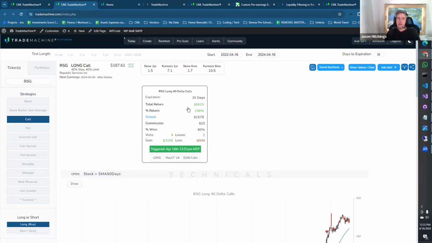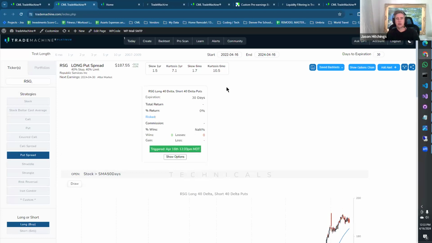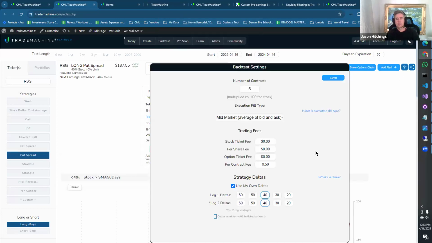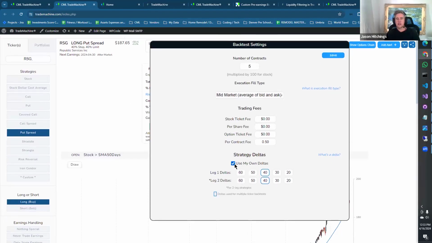Now it could have more than one leg. So if this was a put spread, a little nuance here: this says long the 40 delta, short the 40 delta puts. So that's not a strategy you can actually do, long and short the same thing. And so I click this little settings gear and I say, I'm using my own deltas.